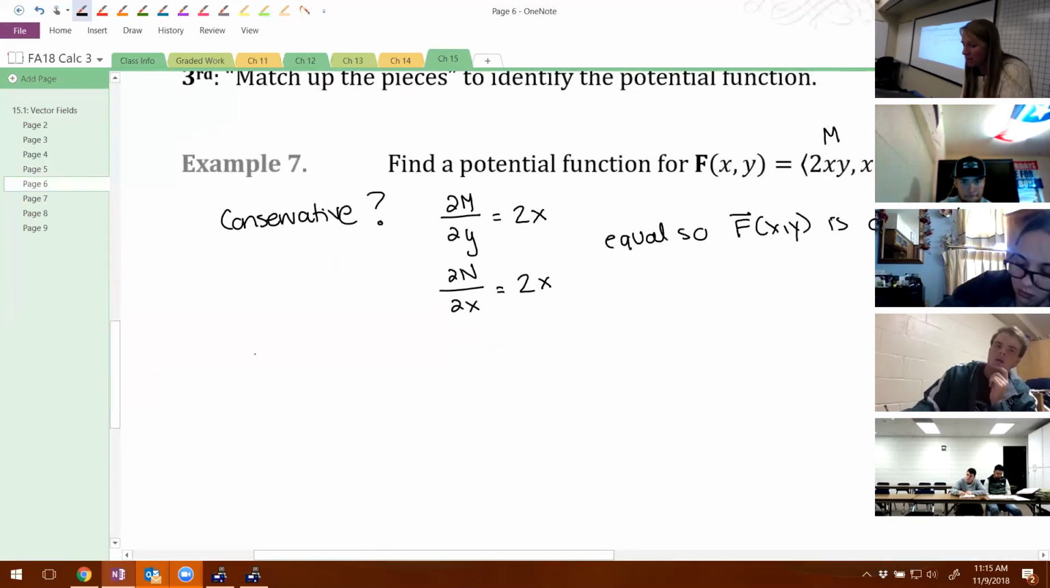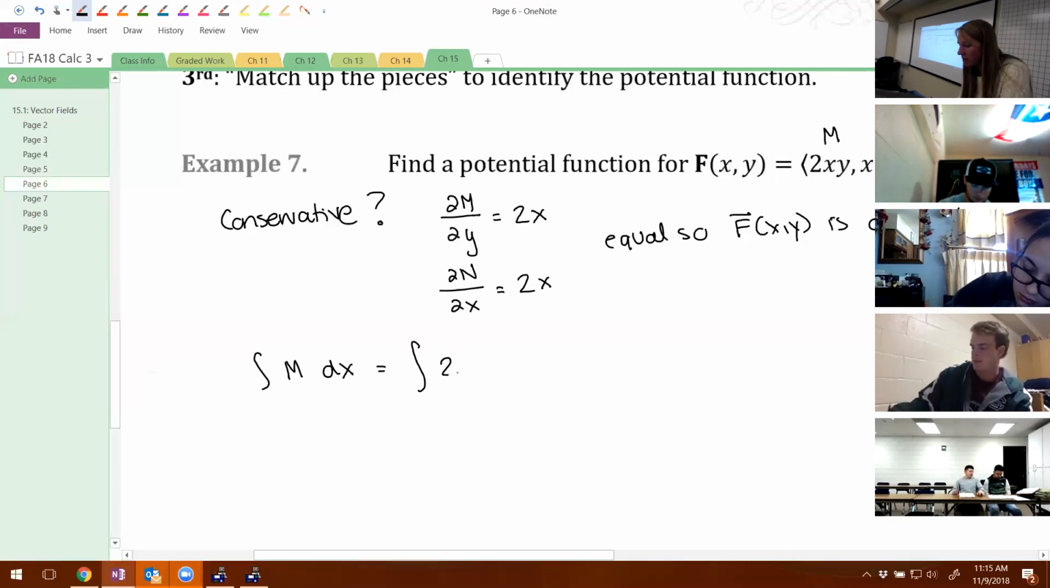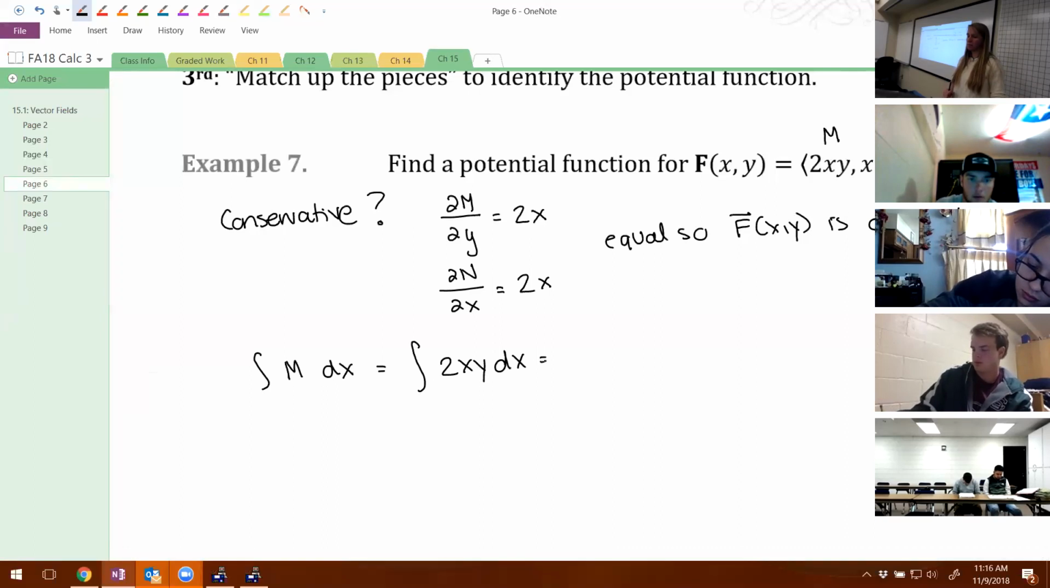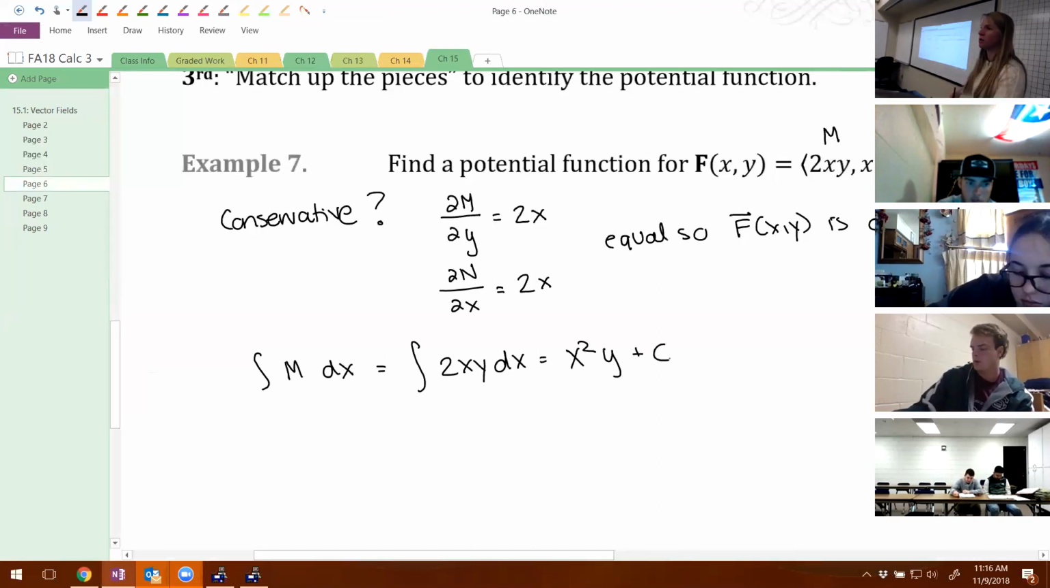So we can go back and integrate. We're going to find the antiderivative of M with respect to x. So for us, it's the antiderivative of 2xy with respect to x. What does that give us? That is x squared y. So the 2 and the y are constants, they just kind of hang around. Antiderivative of x is x squared over 2, so the 2s cancel. And yeah, there's plus some constant here. So if you want to write that, go for it, but it's not too imperative.